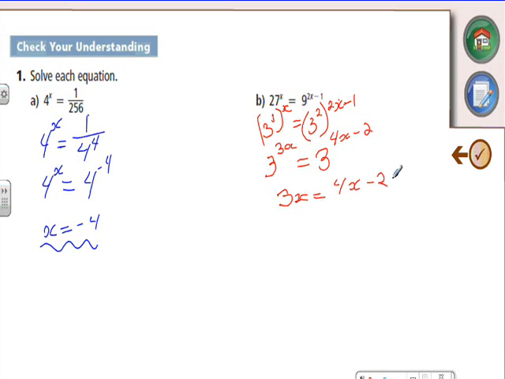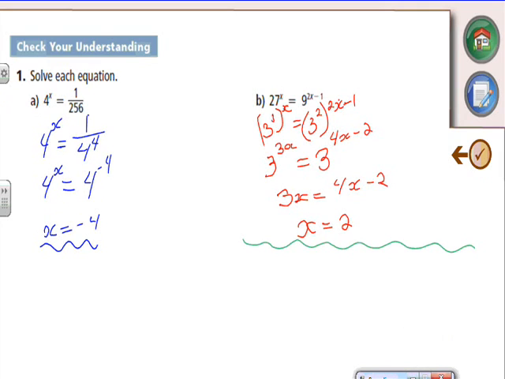And now it's just a whole bunch of fun algebra. Let's solve for that x. So I can bring the 3x over here, take the 2 over there. I'm going to get x is equal to 2. I subtracted the 3x and added the 2 to that side.